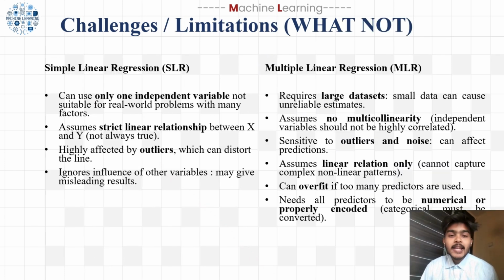So let's see what the challenges or limitations are. Definitely both have some limitations. For example, simple linear regression can only use one factor, assumes strict linearity, is sensitive to outliers, and ignores other influences. On the other side, multiple linear regression needs large datasets, can't handle multicollinearity, is also sensitive to outliers, and can overfit if too many predictors are used. Neither works well if the relationship is nonlinear.